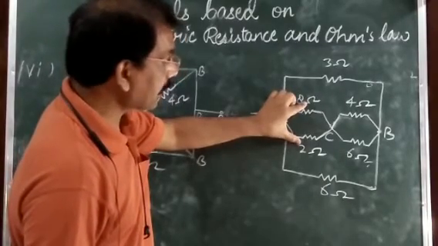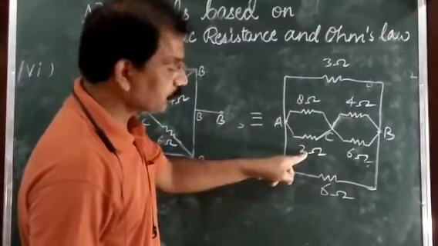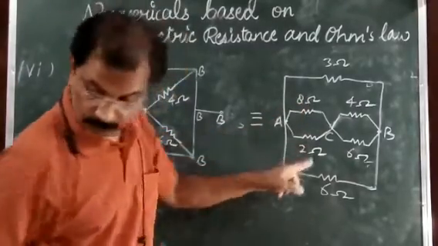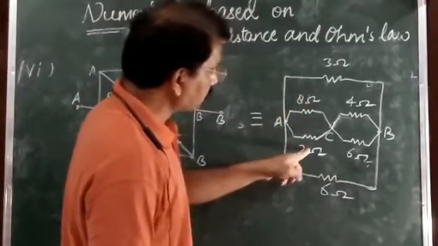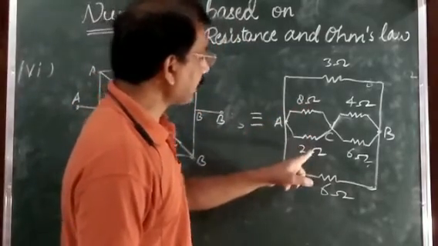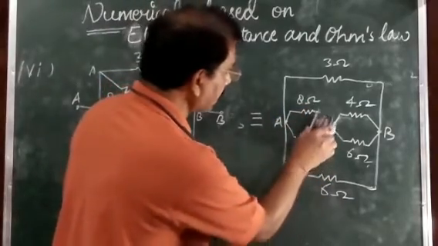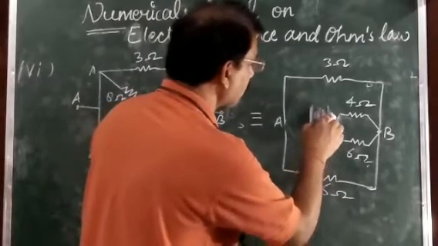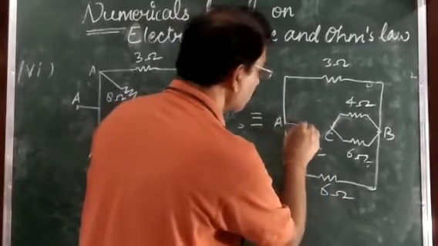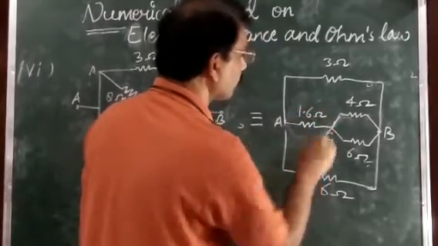Their equivalent you can calculate. How can you find their equivalent? 8 into 2 upon 8 plus 2, which gives 16 upon 10. It means at the place of this one, you can put a single resistance of 16 by 10, that is 1.6 ohm.